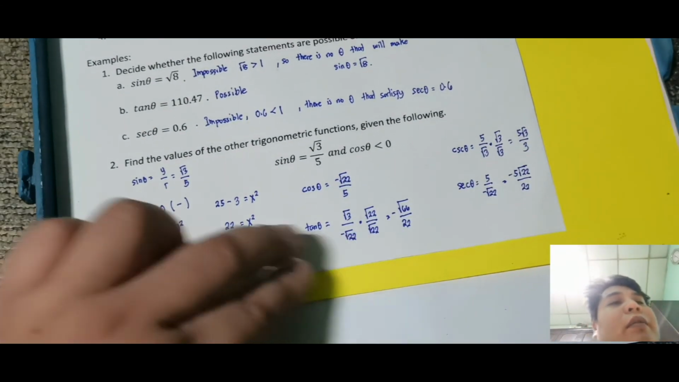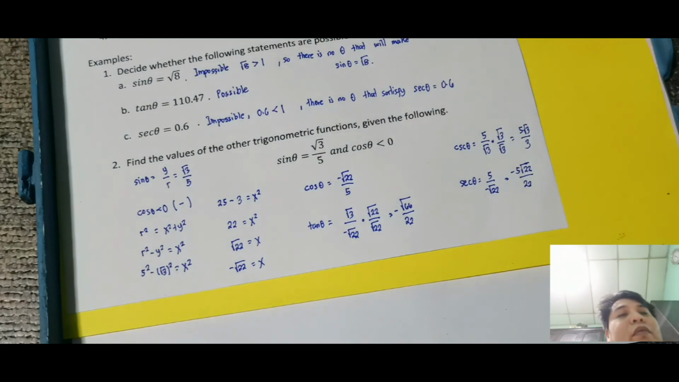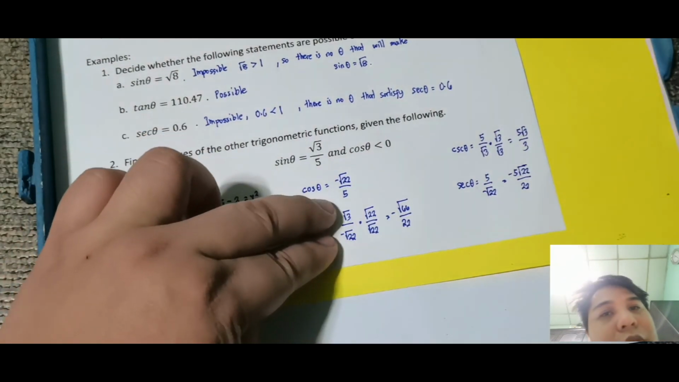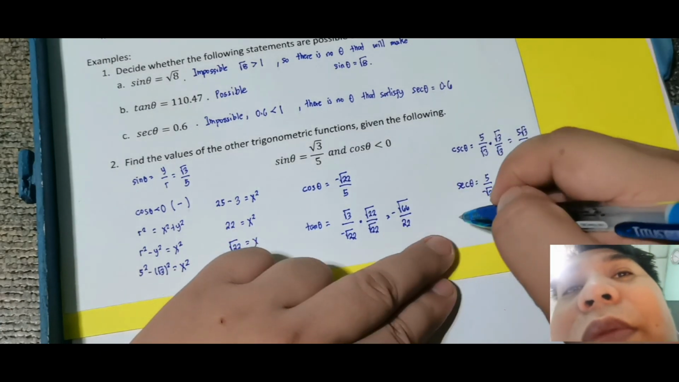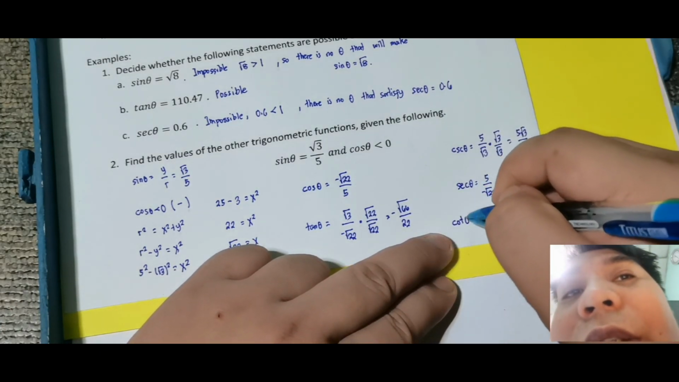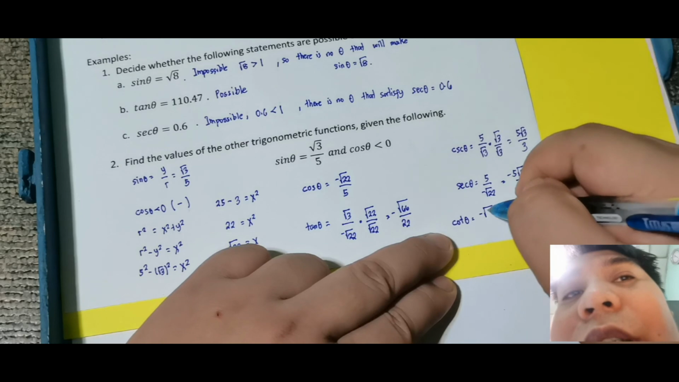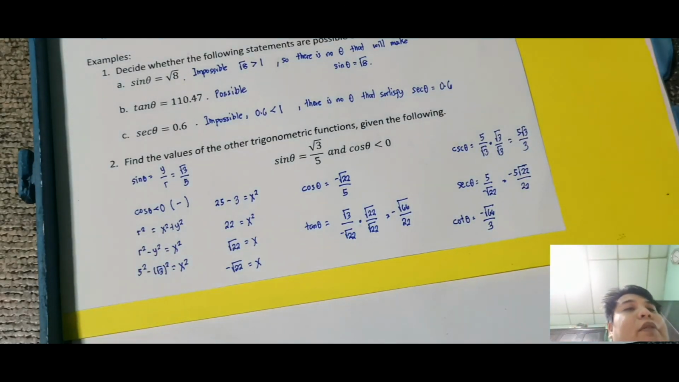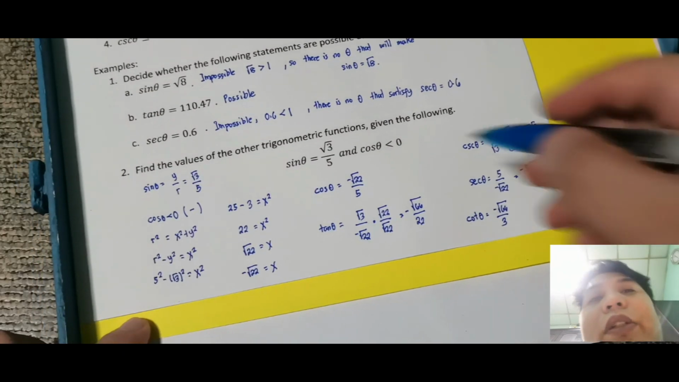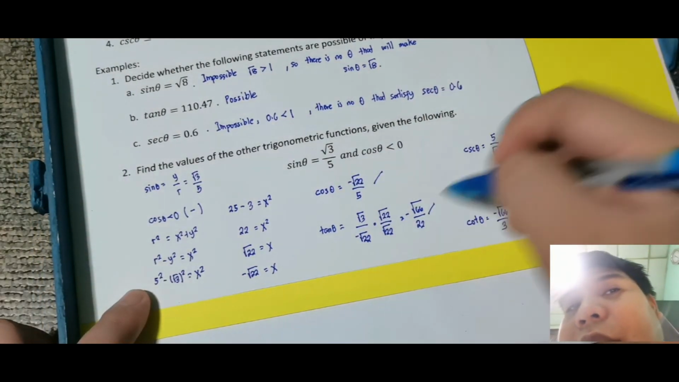So rationalize mo lang, ganun yung mangyari. Next, tangent theta, baliktarin na lang natin to. So ito baliktarin naman, no? So i-multiply naman siya by 3. I guess. So similar pa rin naman ang sagot. Cotangent theta is equal to negative square root ng 66 over 3 nga lang. Yan yung magiging result niya. Okay, so ayan yung mga other trig identities.